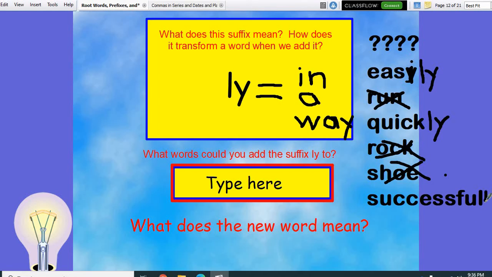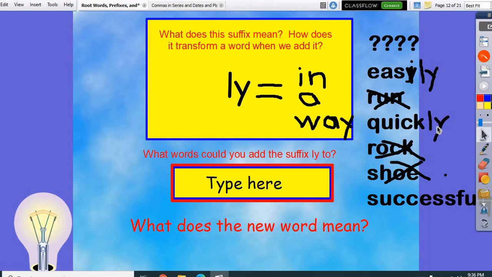What about successful? Yes, we can turn it into successfully, and it's going to be hard for me to squeeze that in there. I'm almost out of room, so I'm going to squeeze it in there. It's kind of ugly, but it's there. Successfully, yes. Alright, so let's look at these three words we made. We made easily, quickly, and successfully.